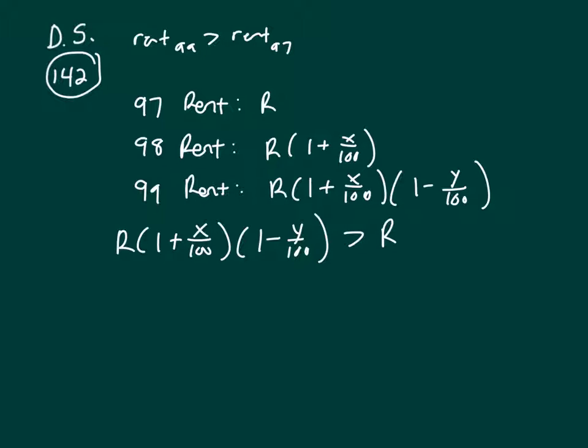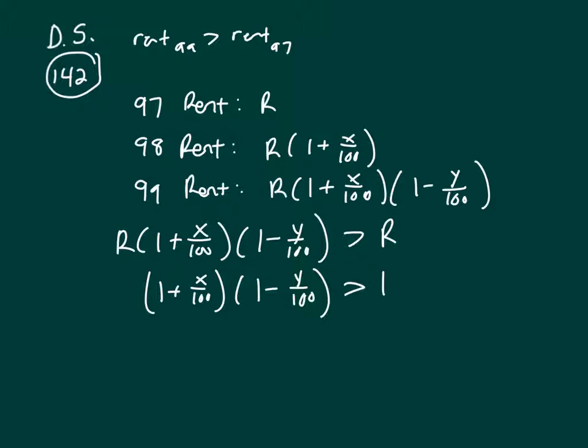Let's divide both sides by R. We know that's a positive number, so we can do that. That's 1 plus X over 100 times 1 minus Y over 100 is greater than 1. I don't think this is going to work. I think we can find a conflict.